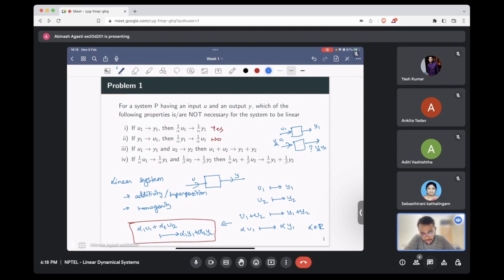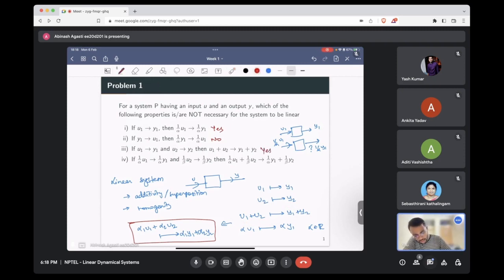Okay, and now what is this? If u1 gives y1, u2 gives y2, then u1 plus u2 gives y1 plus y2. So what should the answer be here? Is it necessary? Yes, because this is itself one of the primary conditions for the system being linear. So here the answer is yes.